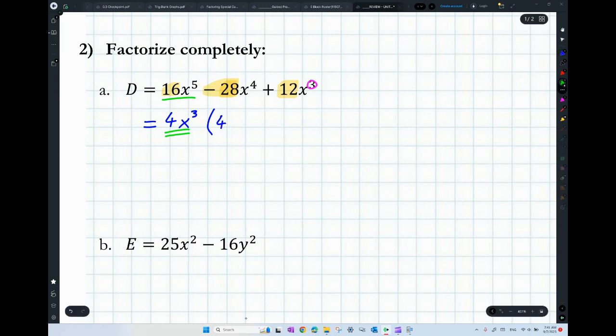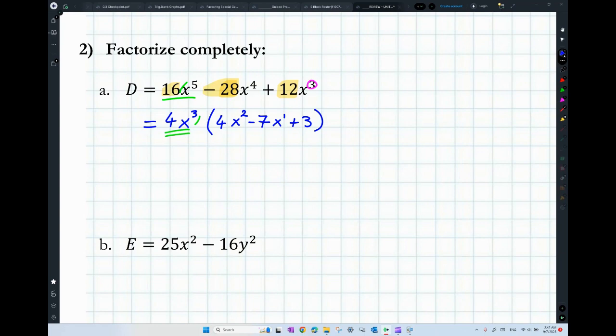x to the 5th divided by x to the 3rd, 5 minus 3 is 2. So I have x squared. Negative 28 divided by 4 is negative 7. x to the 4th over x cubed, 4 minus 3 is 1. And 12 divided by 4 is 3. And this is what I have here.